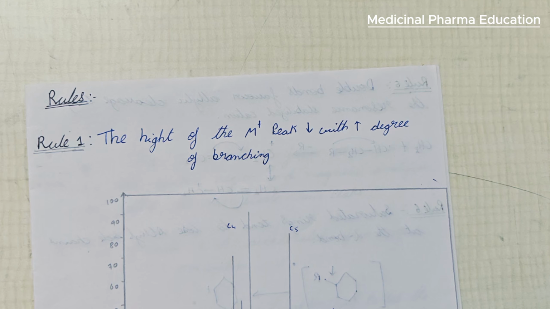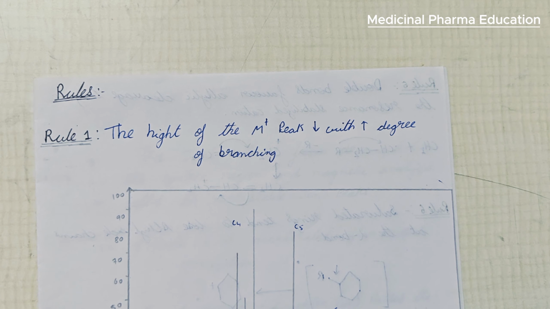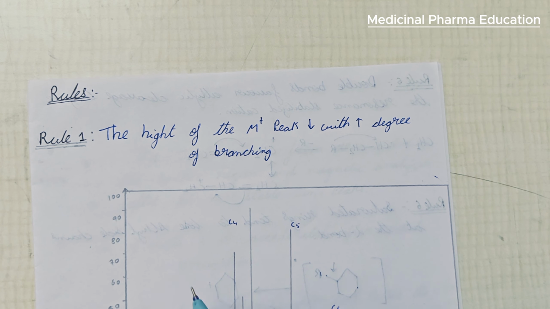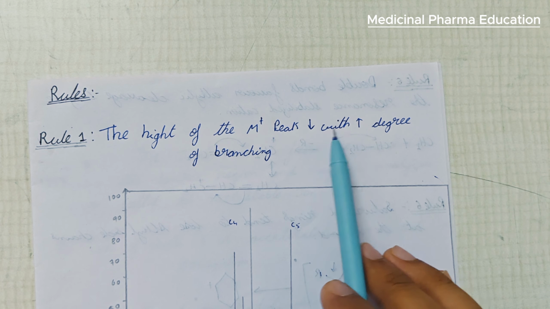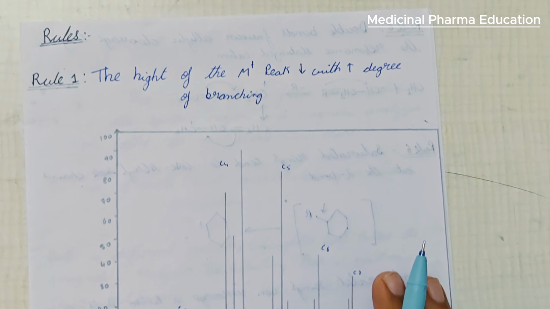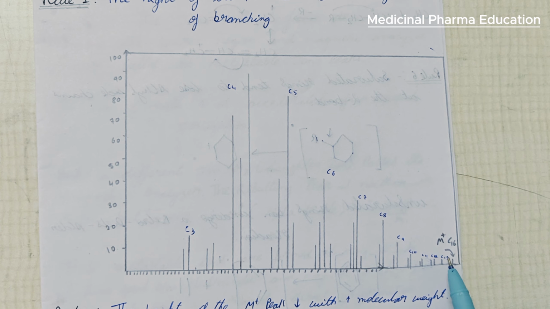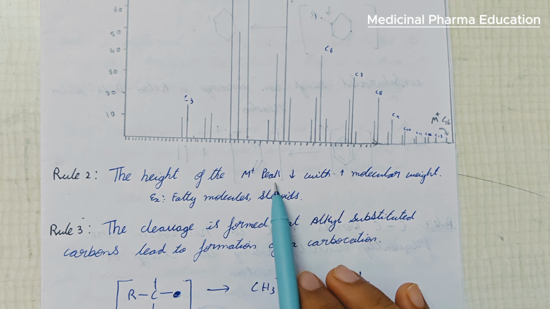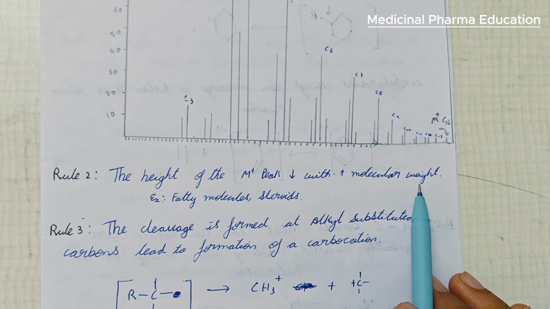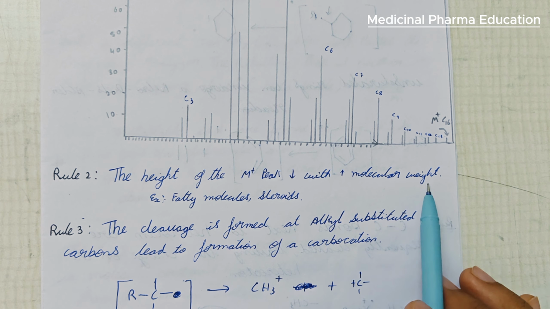Next, the rules. Guys, we will start the rules of fragmentation. See, the height of the M plus peak, where M represents molecular and plus represents positive, the molecular ion peak, decreases with increase in branching. If the branching increases, the peak decreases. That's the first rule. Second rule: the height of the M plus peak decreases with increase in molecular weight.